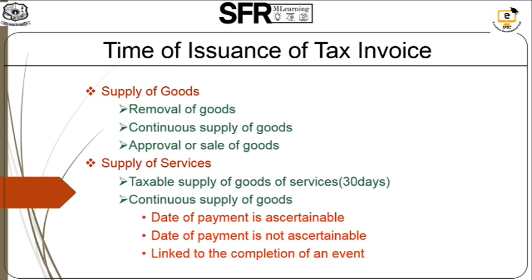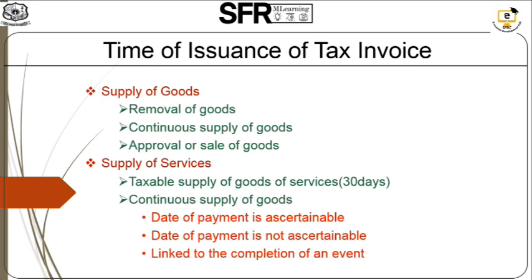The tax invoice shall be issued before or at the time of removal of goods for the supply to the recipient where the supply involves movement of goods, or delivery of goods or making available thereof to the recipient in any other case. In case of continuous supply of goods, the invoice shall be issued before or at the time of each statement is issued or each payment is received.